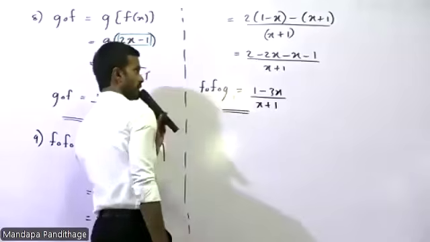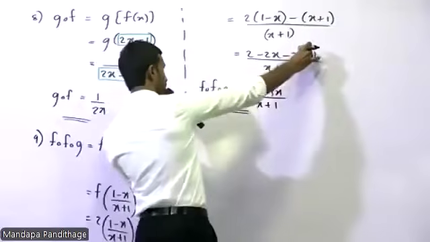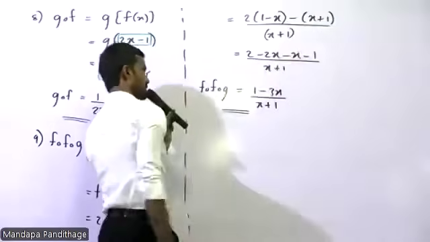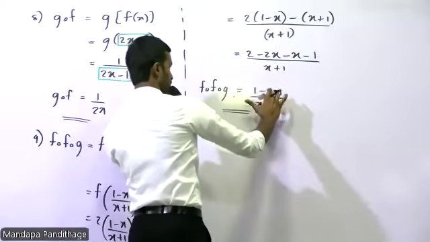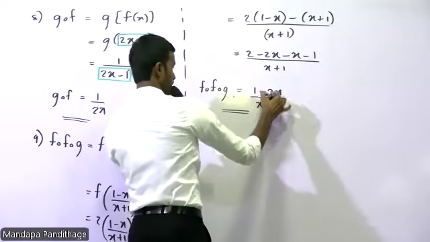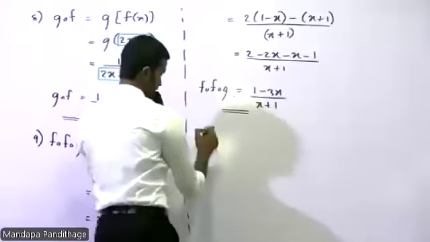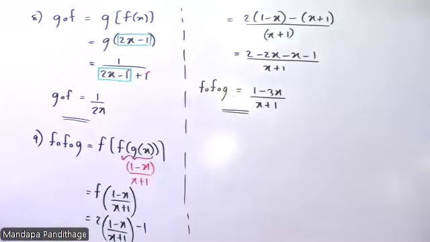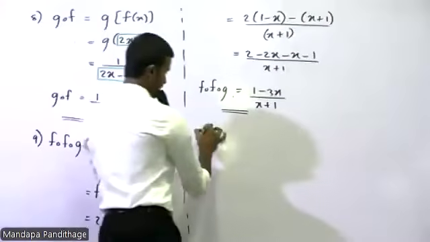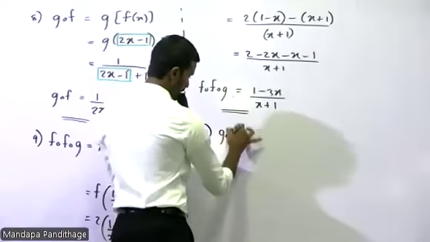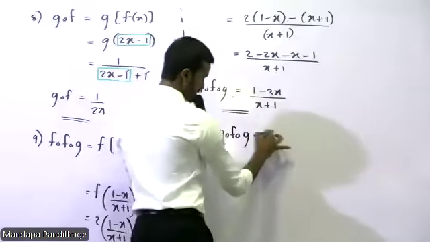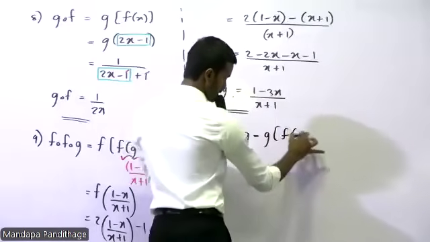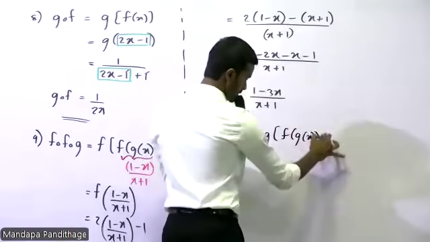So I have 2 minus x minus 1. It's 1 minus 3x over x plus 1. And then I have, what is the other one? g naught f, g naught f. This is g. Inside that I got f(g(x)). So here you can import the answer.